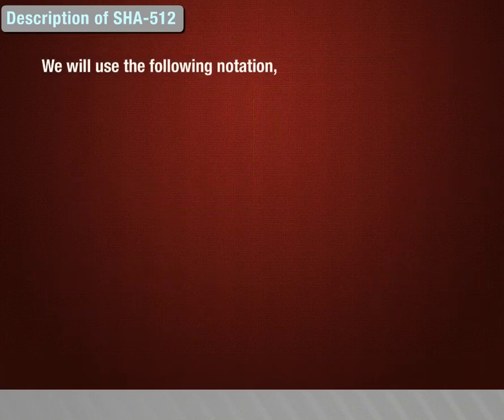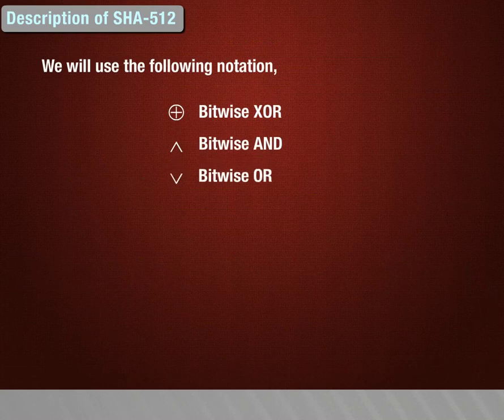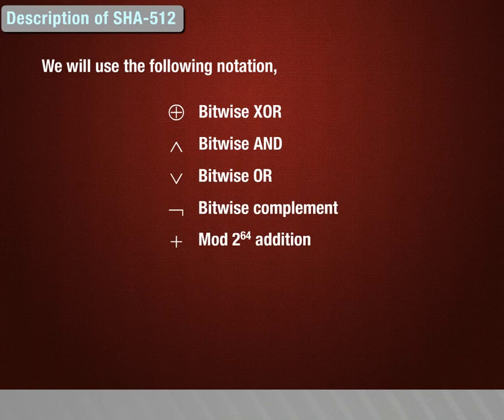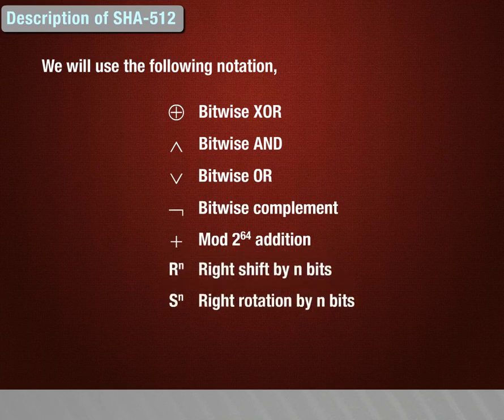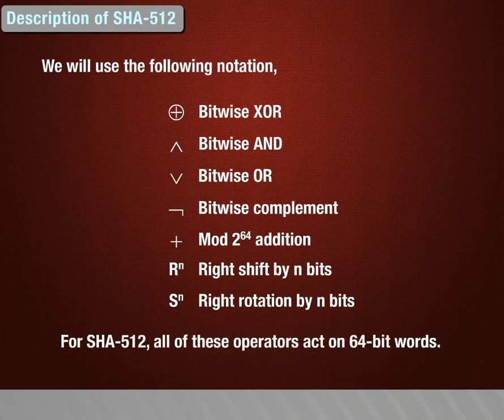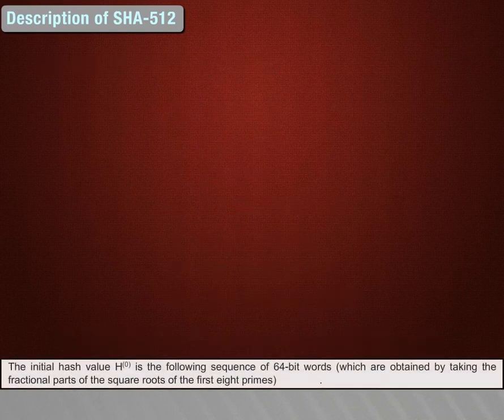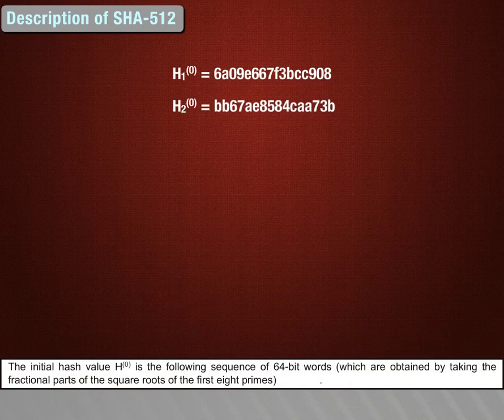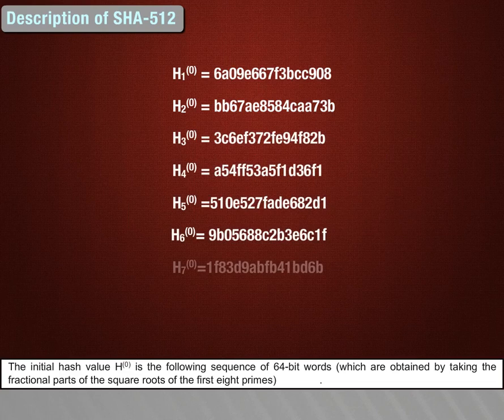We will use the following notation: bitwise XOR, bitwise AND, bitwise OR, bitwise complement, plus for addition mod 2^64, R^n for right shift by n bits, S^n for right rotation by n bits. For SHA-512, all of these operators act on 64-bit words. The initial hash value H_0 is the following sequence of 64-bit words, which are obtained by taking the fractional parts of the square roots of the first 8 primes.